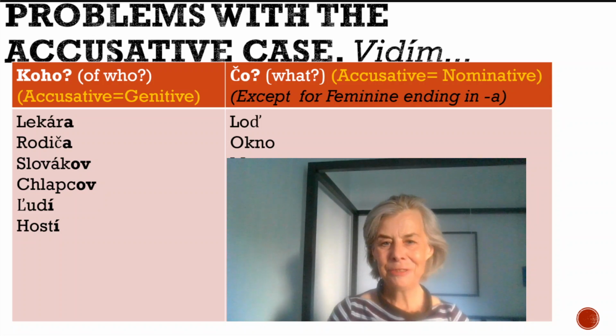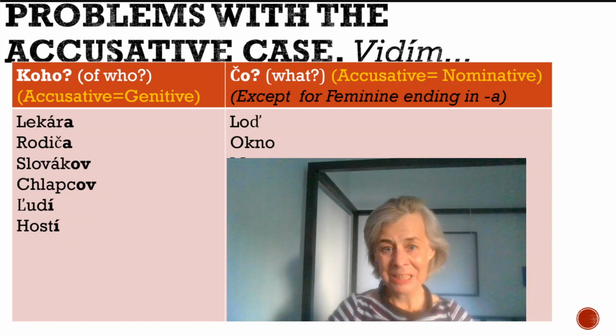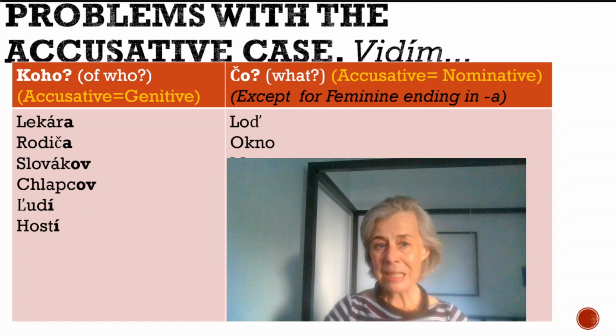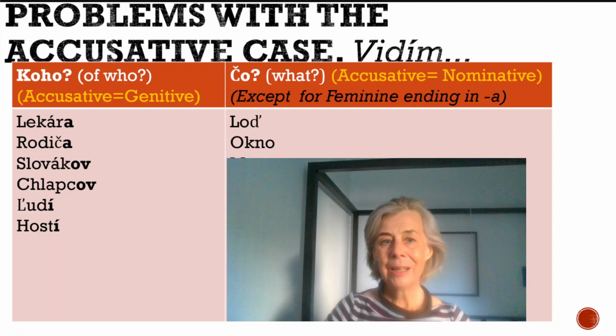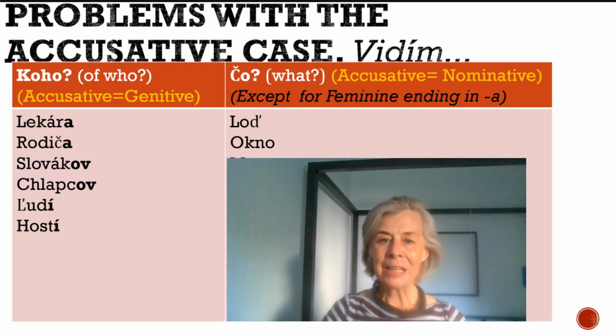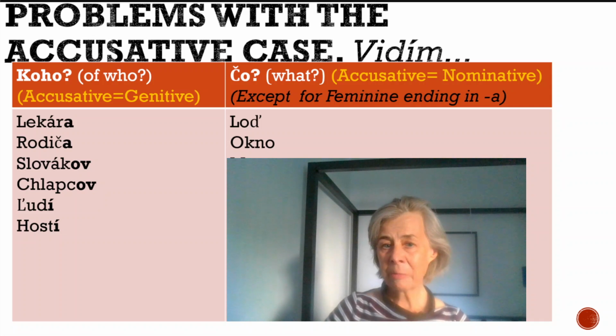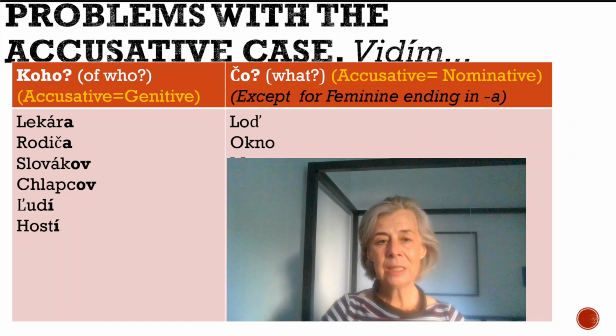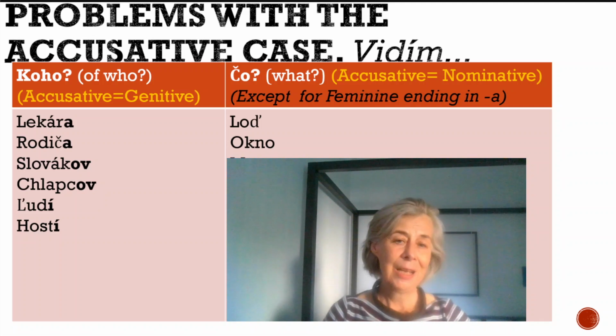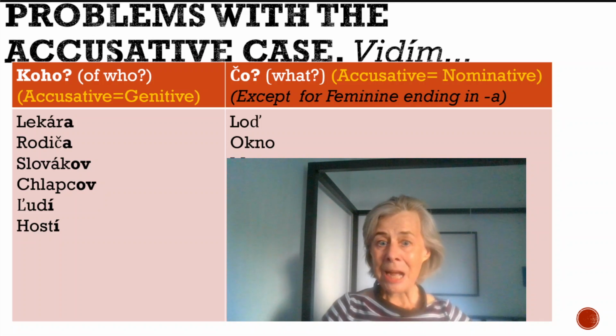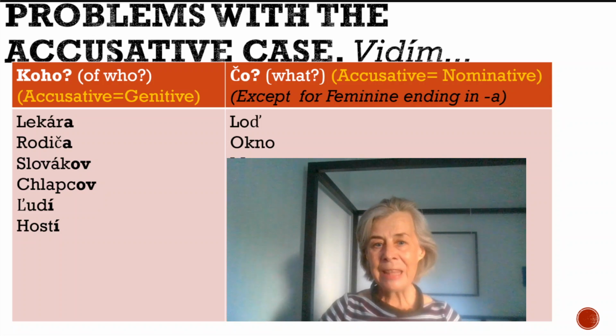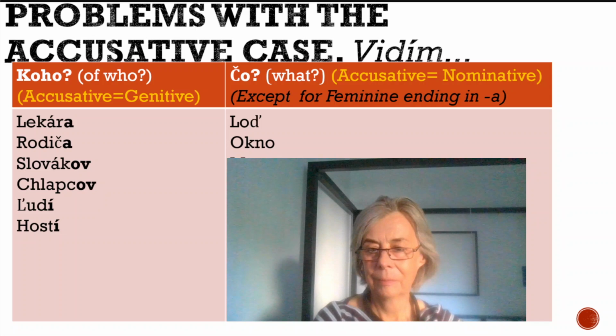Grammar hacks. Problems with accusative. Accusative always brings disturbance into my classes, and the reason is this: it answers two questions. For animate nouns, it answers the question koho, something like 'whom', and then it corresponds to the genitive case. For inanimate nouns, it answers the question čo, what, and then it's very close to the nominative case.